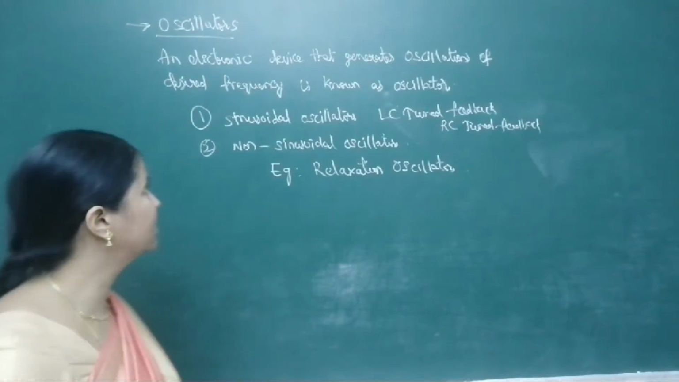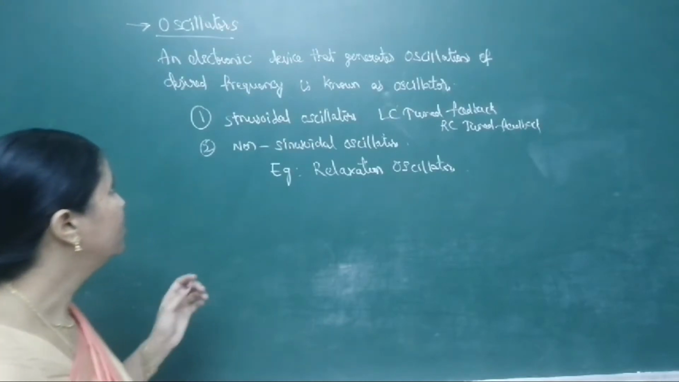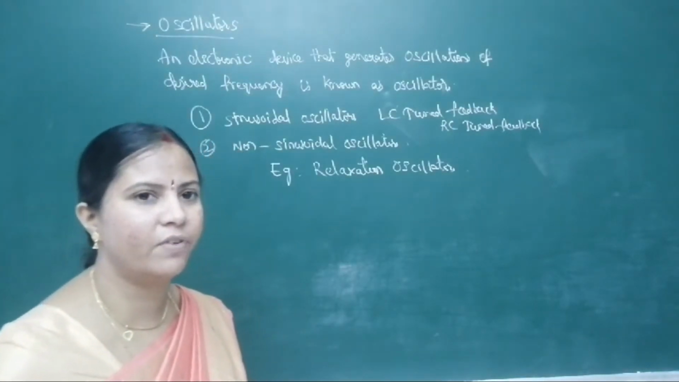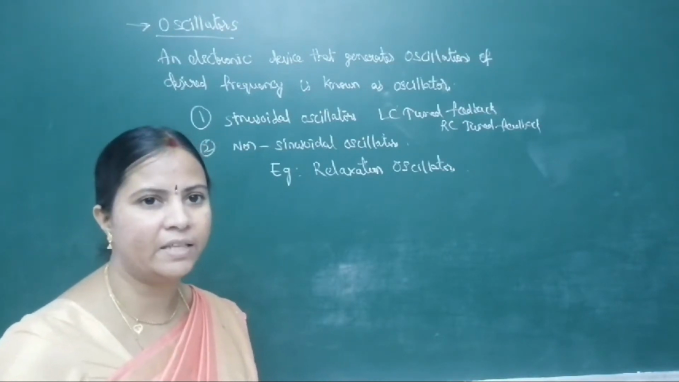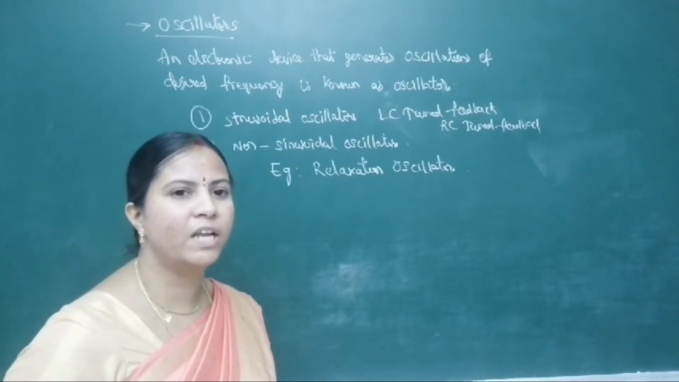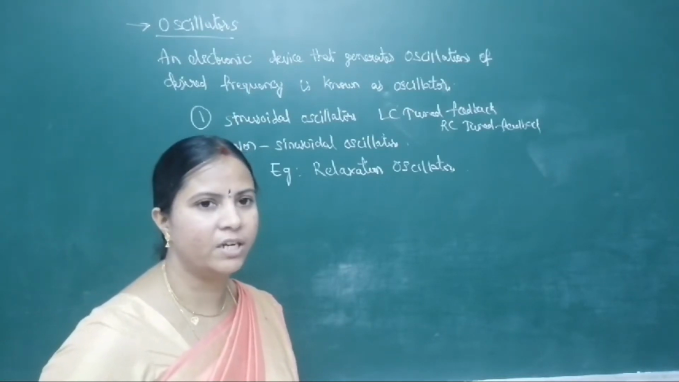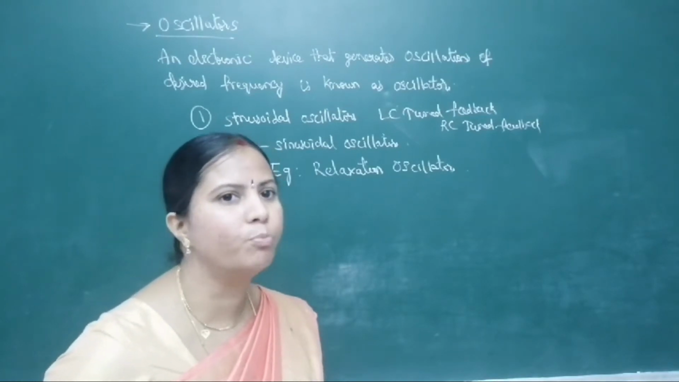Today we are going to discuss the topic about oscillators. What is the definition of oscillator? An electronic device that generates oscillations of desired frequency is known as an oscillator. An oscillator is also defined as a circuit which converts DC energy into AC energy. That means without giving any input signal, we are getting the output waveform.